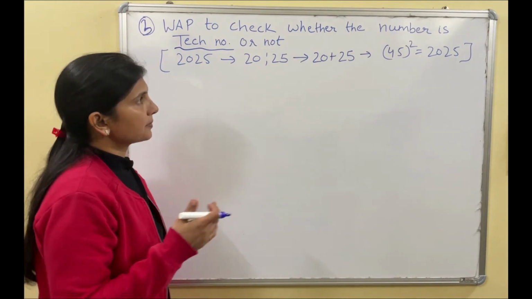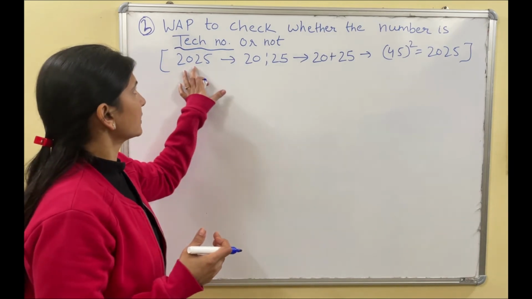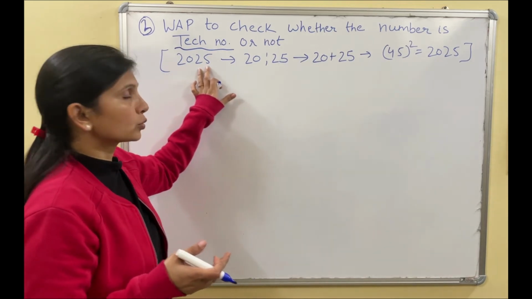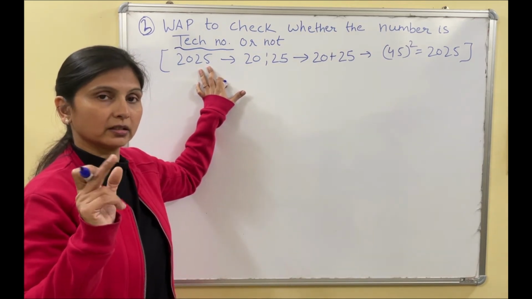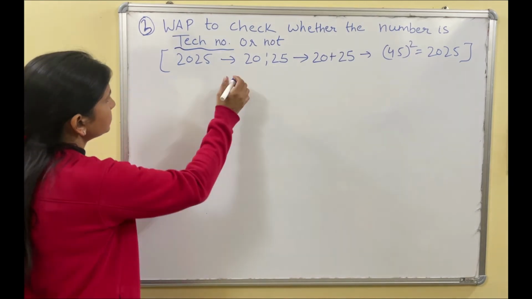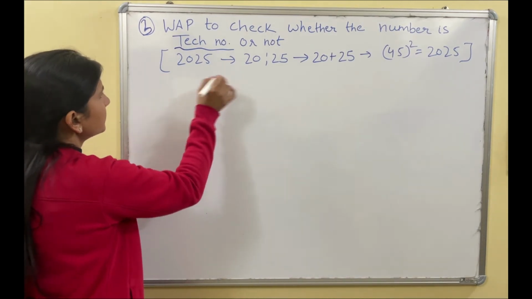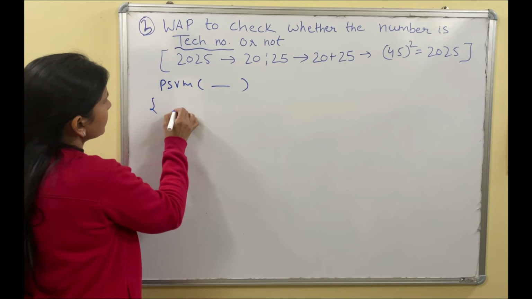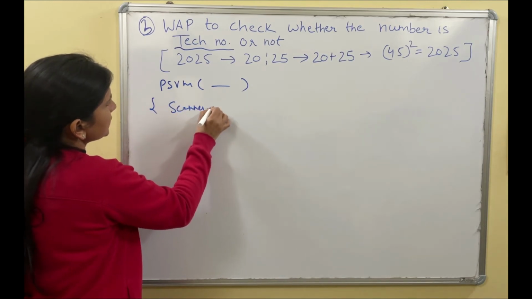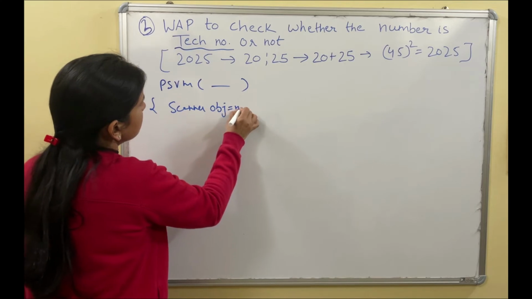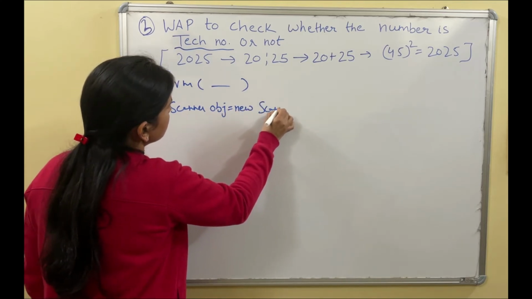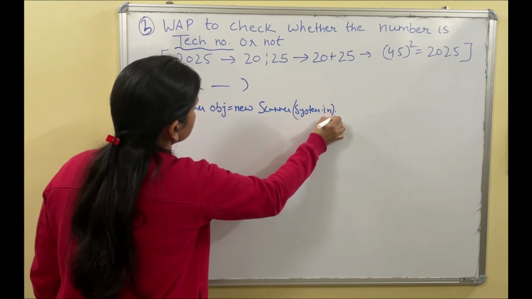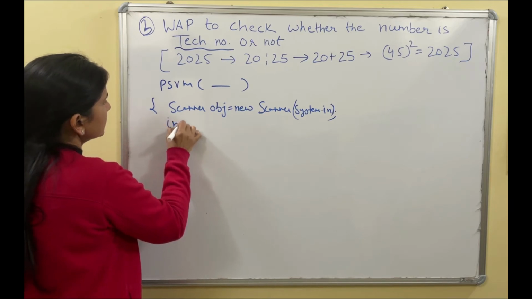So let's see. Same logic we will apply. First we will extract the digits. First we will count the number of digits. So a counter we will apply, the same digit extraction loop we will use. So I'm not writing the import and class here. I will start with public static void main. Then we will create the object of Scanner. Then we will declare variables.